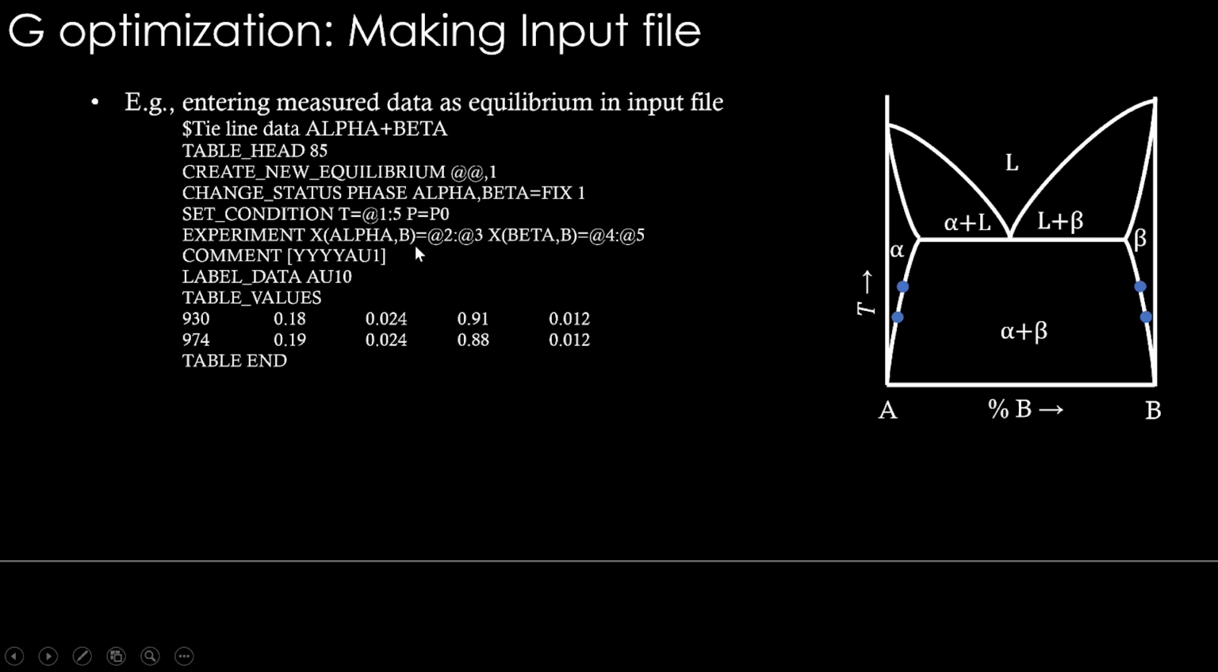X alpha comma B, meaning the content of B in alpha phase, the mole fraction of that is entered here, and that is in @2 and 3. Okay, @2 is this column. This is the composition of the alpha phase in percentage in mole fraction of B, and this is the error associated with that. You can see @2 : @3. @3 is the error. The column 3 has errors for this mole fraction. Similarly, for beta phase, the B content and its error are given here. And this is how you complete one experimental observation entering into the POP file.